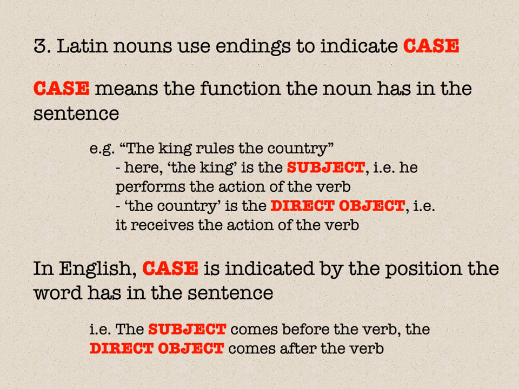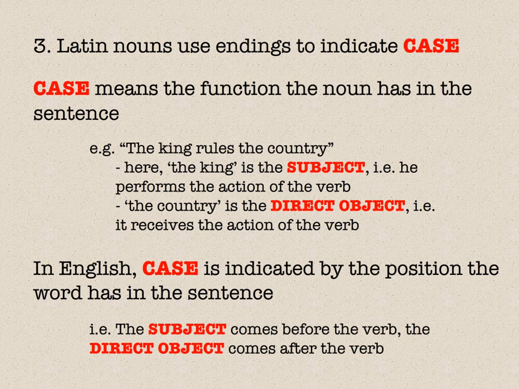So the final difference between the Latin noun and the English noun is that Latin nouns always have a specific case that's indicated by the ending on the word. And the case indicates the function that the noun plays in the sentence. So let's take an English example. The king rules the country. Here in this sentence, the king is the subject of the sentence, i.e., the king performs the action of the verb, the king rules. The country, in the same sentence, is the direct object, and this means that it receives the action of the verb. The country is ruled by the king.